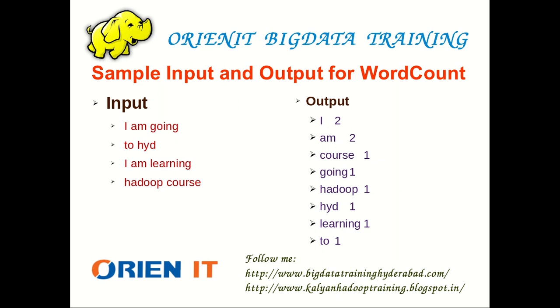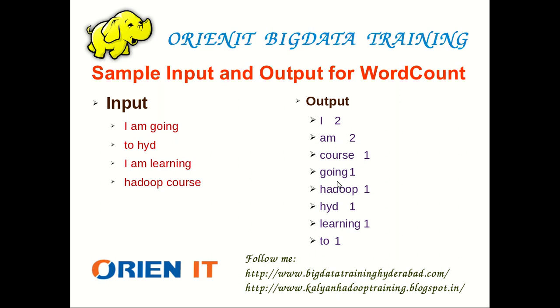Once we process this, we are going to get an output. The expected output is: I 2 times, am 2 times, course 1 time, going 1 time, Hadoop 1 time, learning 1 time, and to and Hyderabad as well. So they all come 1 time. This is the expected output when we execute this, and this is how it is possible to solve it.